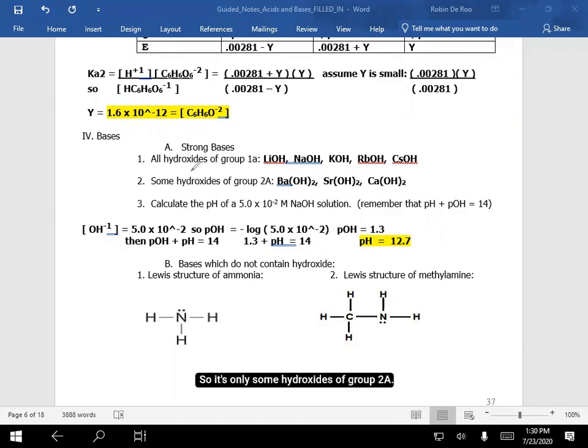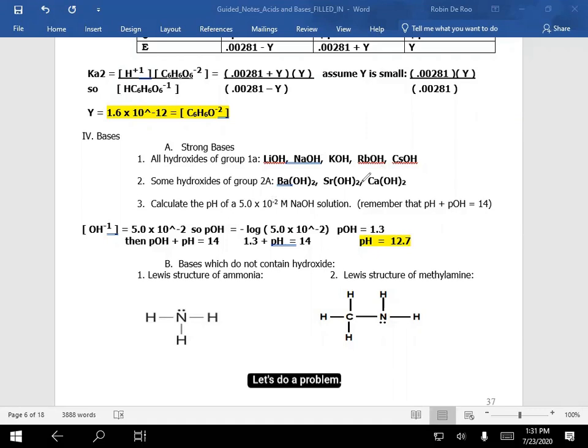So it's only some hydroxides of group 2A. What I do to help me memorize the bases of group 2A is I use the term banana. Banana reminds me of barium, so that gives me barium hydroxide. And then if you look at the periodic table and go up from barium, you would get strontium hydroxide, and then go up one more, calcium hydroxide. So this to me is banana, and that's how I remember those strong bases.